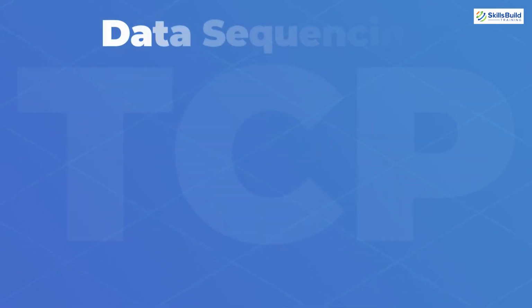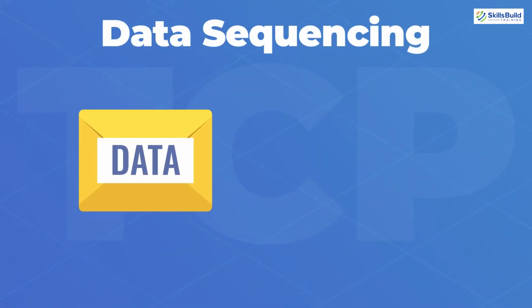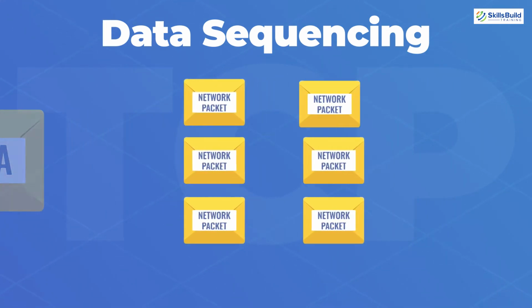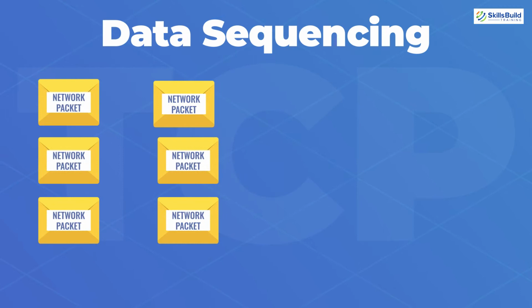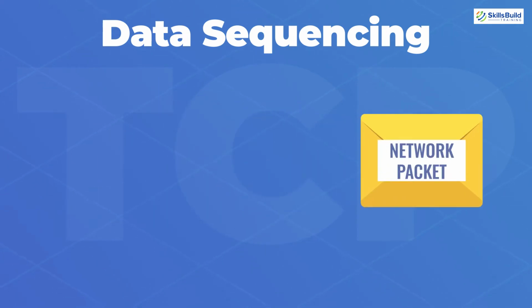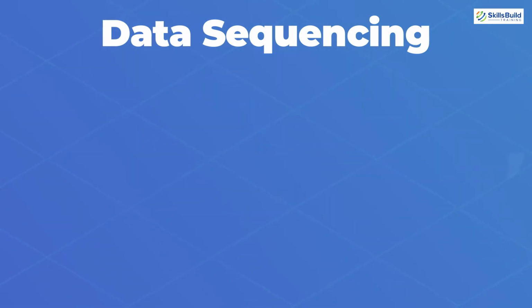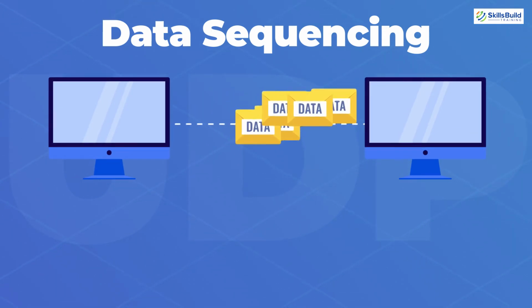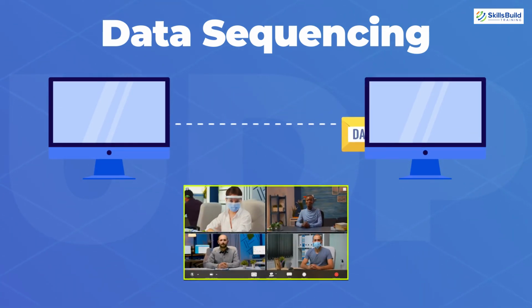If we talk about data sequencing, TCP has the ability to sequence the data, and only because of that do we get to receive the same data which gets sent over the network to us. But UDP does not have the ability to sequence the data. That is why it is used where we can afford the data latency and data loss.